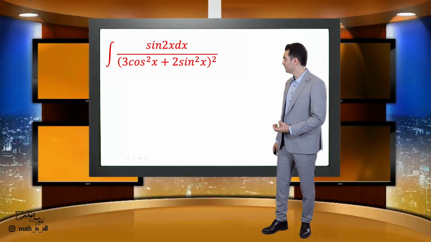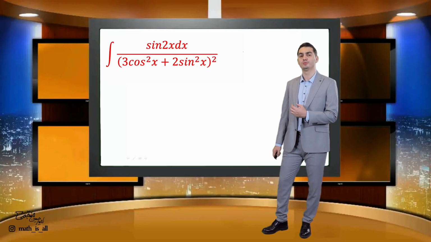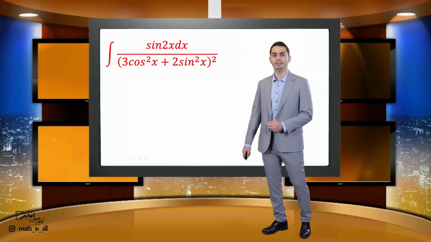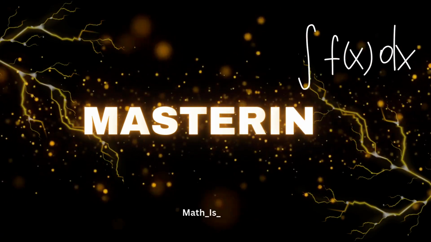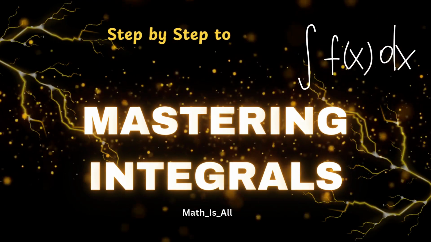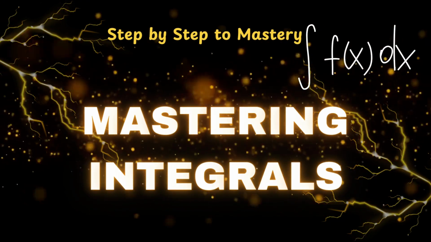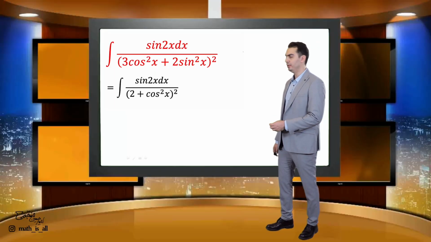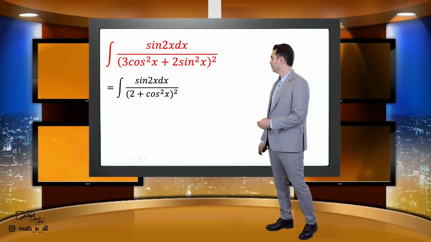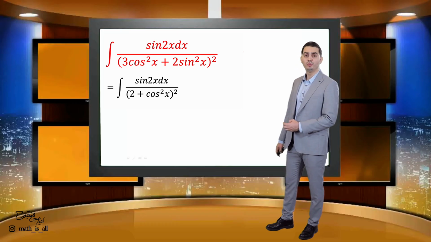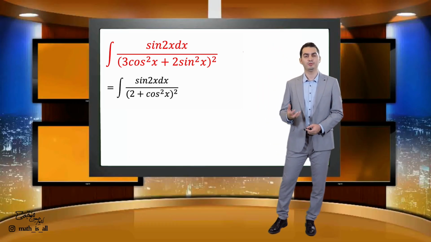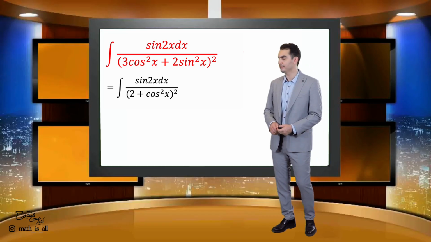You'll need to split the 3 cosine squared in 2: 2 cosine squared plus 1 cosine squared. Then try to set this entire resulting expression as your new variable. If you manage to do it, that's excellent. If not, no problem. We'll go through it together. So instead of writing 2 cosine squared plus 2 sine squared, we simply write 2. So 1 cosine squared remained.